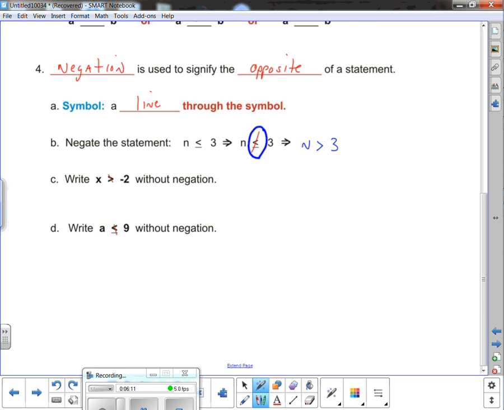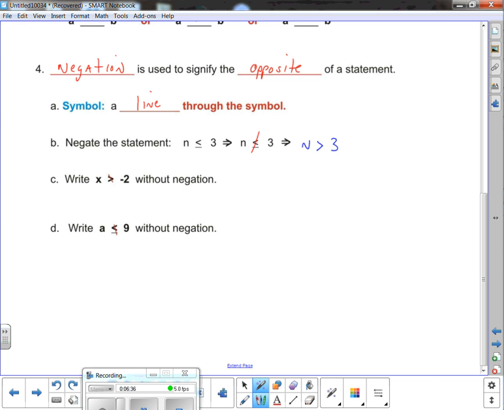Here's the symbol right there, negated. It's a less than or equal to. To unnegate it, you have to reverse the symbol. So it went from pointing left to pointing right. And if it was an equal to, you have to make it a non-equal to. If it would have been a non-equal to to begin with, then I would have finished with an equal to.